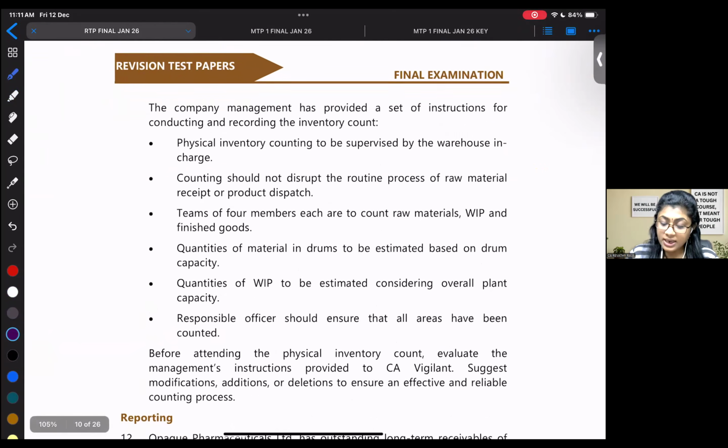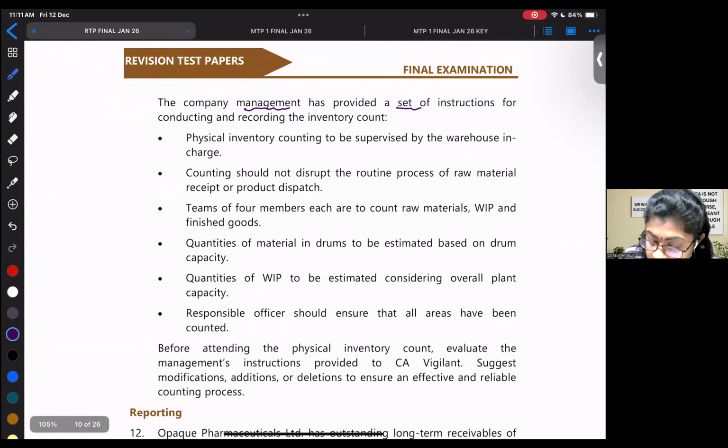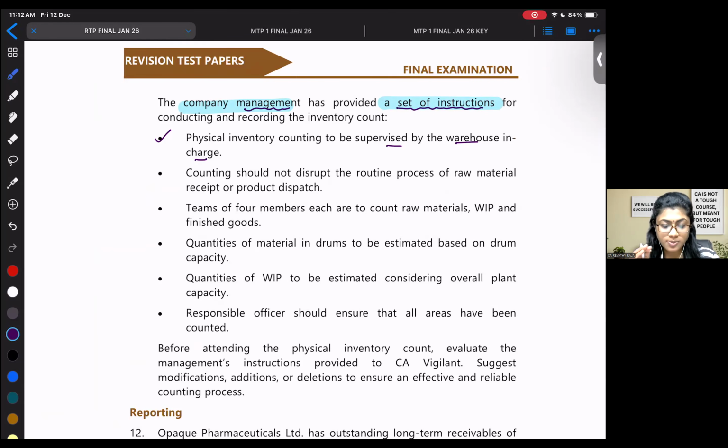Now, what they want? Management has provided a set of instructions for physical count. Physical count should be supervised by warehouse in charge. Physical counting of inventory should be supervised by a responsible person of that department or other department. Here, warehouse inventory physical verification is supervised by the warehouse department, which I feel is not proper.